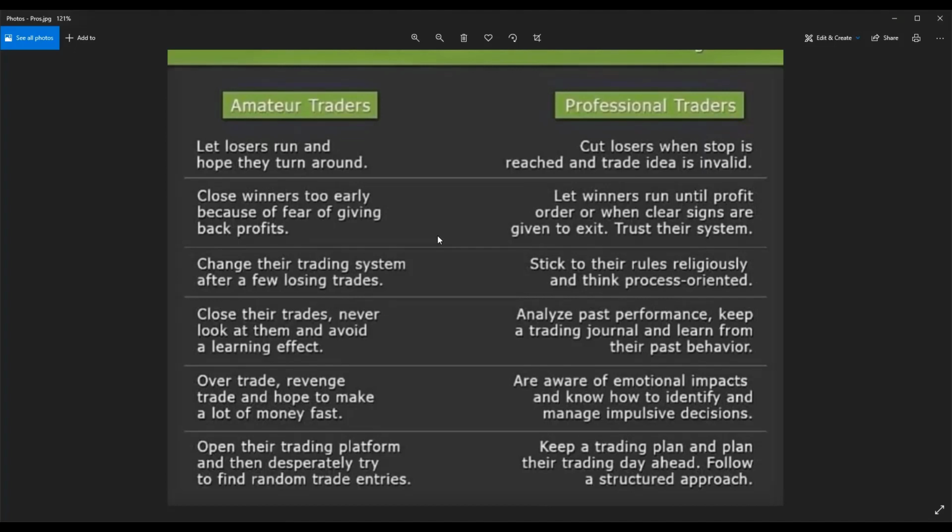And so a professional trader will stick to these rules religiously and think process oriented, keep the emotions out, think, like I said, process oriented, think statistically, analytically, but also strategically. Amateur traders close their trades, never look at them, and avoid a learning effect. A lot of times you'll see that they'll post online, hey, I got $3,000, what should I put it on? Because they're unable to really learn, which is unfortunate.